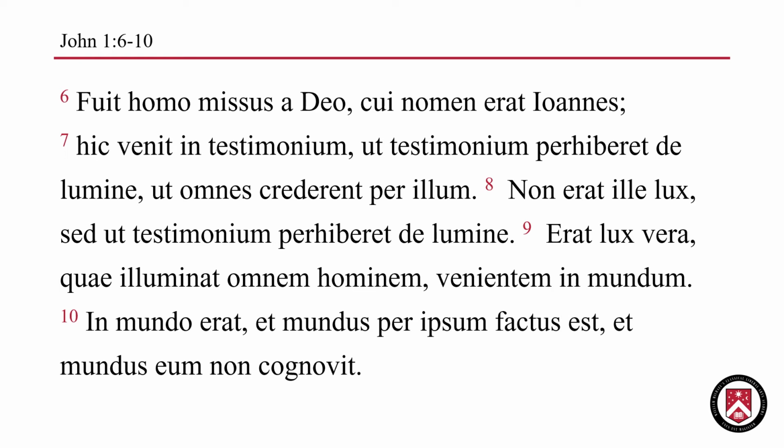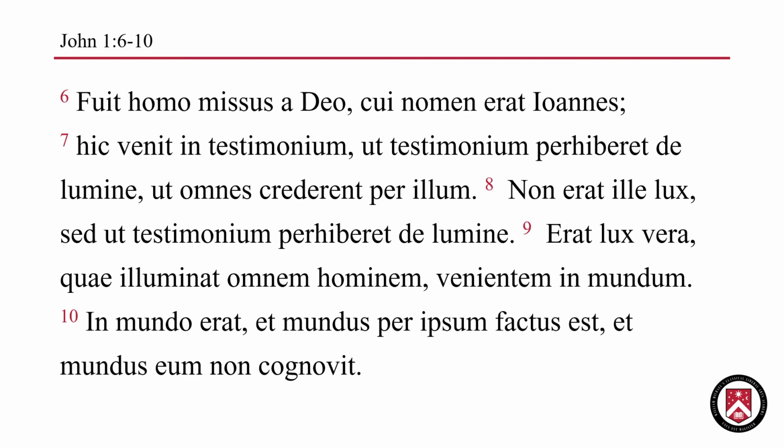Illuminat, illumines. Omnem, every. Hominem, man. Omnem is another form of the adjective that we've seen as omnes and omnia. Here, omnem is in a singular form. It refers to hominem, the next word, which means man. Omnem hominem, every man. Hominem is another form of the noun homo.